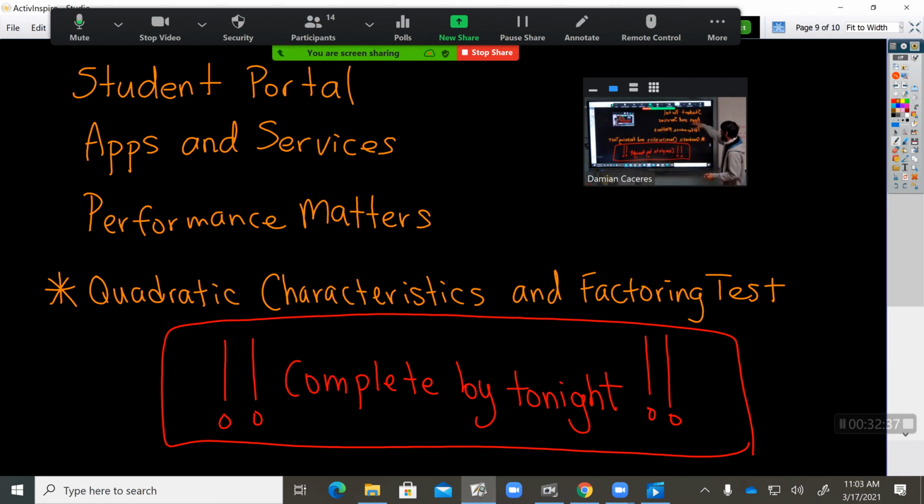Log into your student portal, click Apps and Services, go to Performance Matters, and this test is going to pop up. The only test that's available there is this one. Click it, start it, and you have your notes. You can watch the videos.